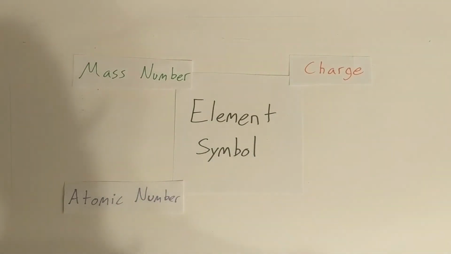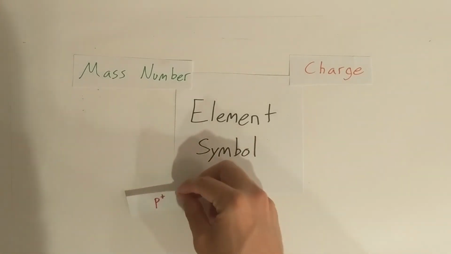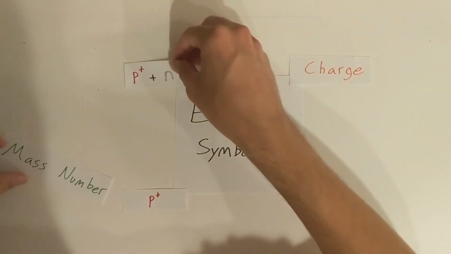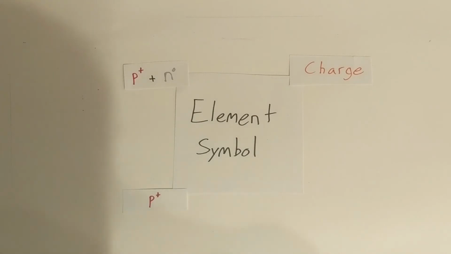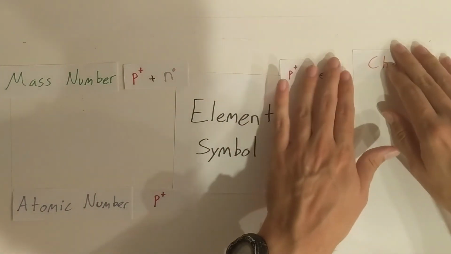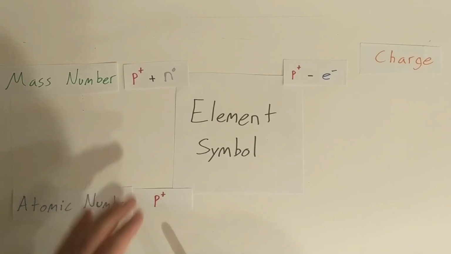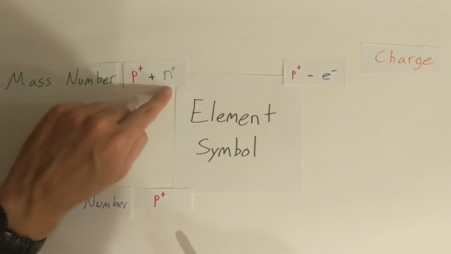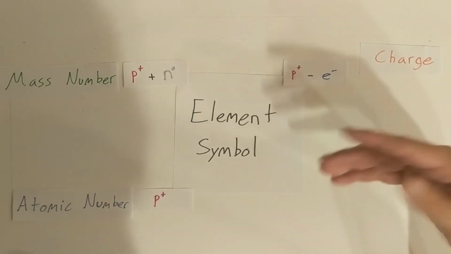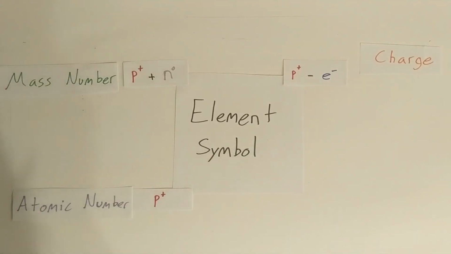Another way we could think about this, if we want to just think about protons, neutrons, and electrons, is we can just put what each of these are just in terms of subatomic particles. It is important to remember this vocabulary, but if we want, we could just think of it as the subatomic particles. So this would be the number of protons. Up here we would have the number of protons plus the number of neutrons. And our charge is just the number of protons minus the number of electrons.